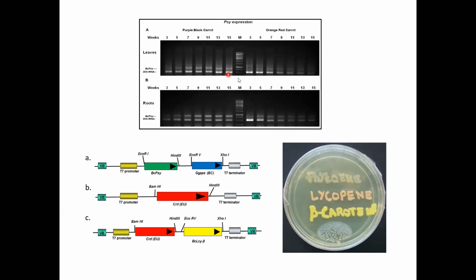You can use GAPDH also. So then we can see the intensity of these bands relative to the control. These are the genes that were cloned from black carrot, and we were able to reconstruct the whole carotenoid pathway in E. coli. So these are lycopene-producing bacteria.